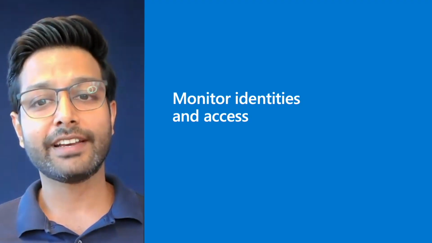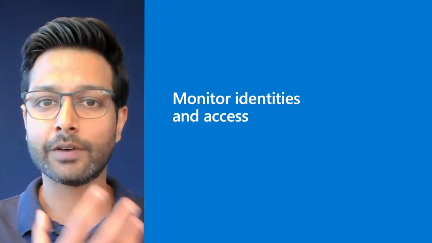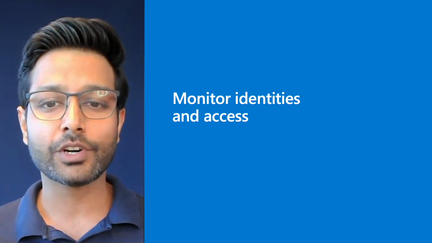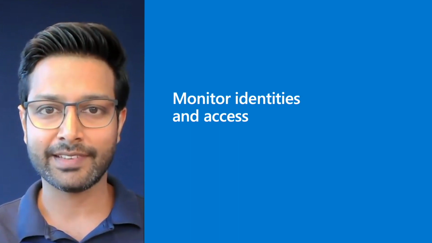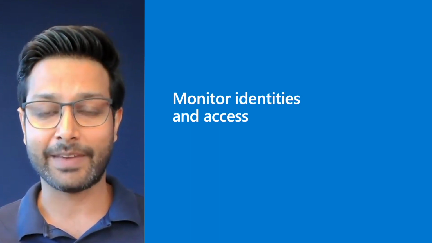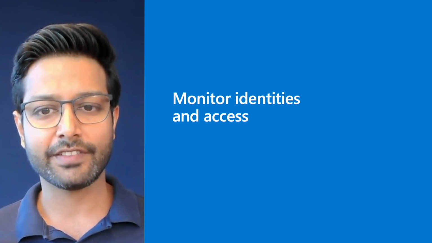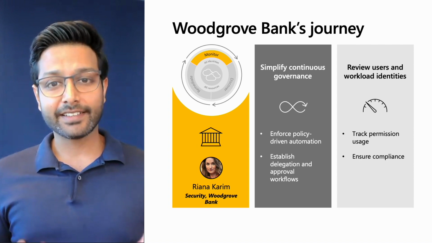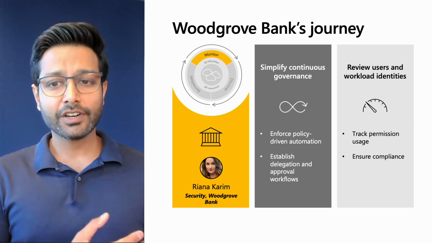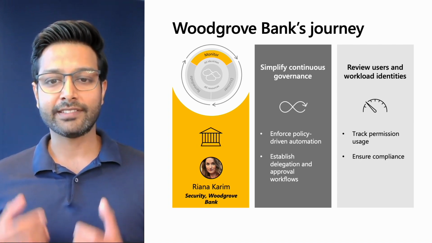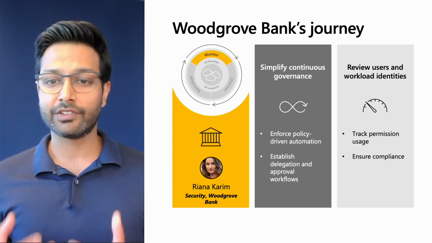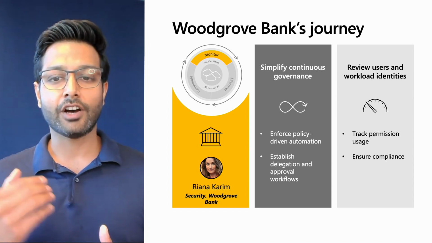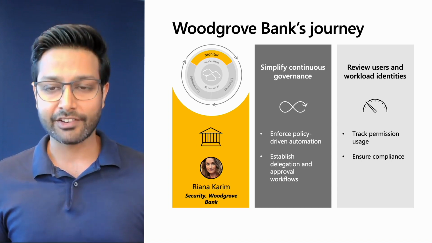So now that Rihanna has gotten a detailed view of her multi-cloud environment and has put in the time and done the work to right-size these permissions and enabled just-in-time access, she wants to make sure that her environment remains in that healthy state. The reality is that for her to effectively manage these hundreds, thousands of identities at scale, she needs policy-based automation workflows with delegation capabilities.